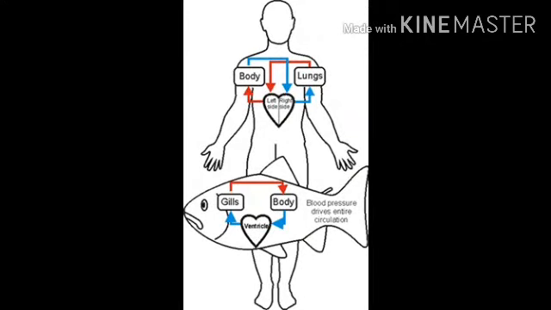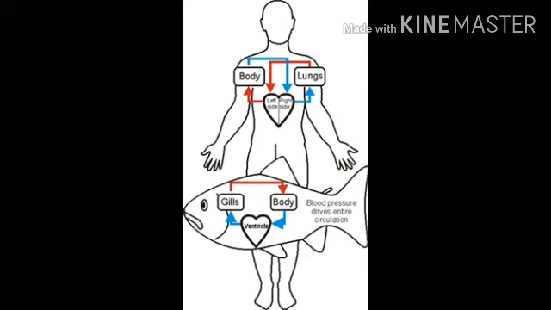Here you can see the difference between the double and single blood circulatory systems. In humans, you can see that blood enters the heart one time with the red arrow and one time with the blue arrow. That means one time oxygenated and one time deoxygenated blood enters the human heart. That's why humans have a double circulatory system.